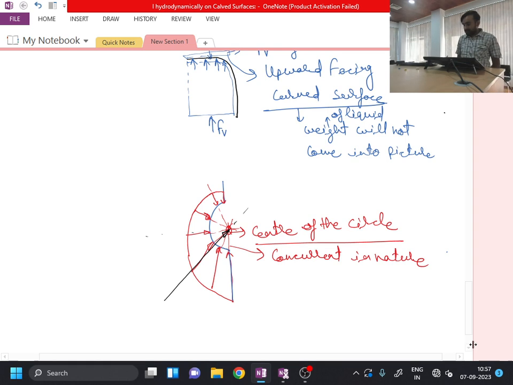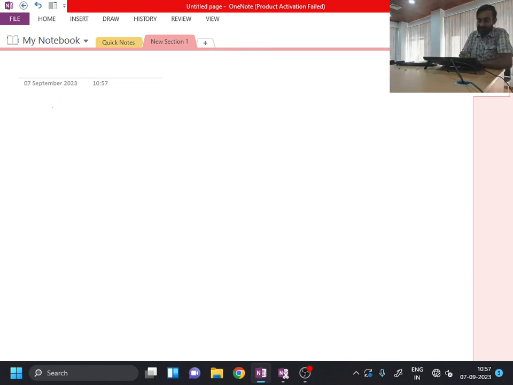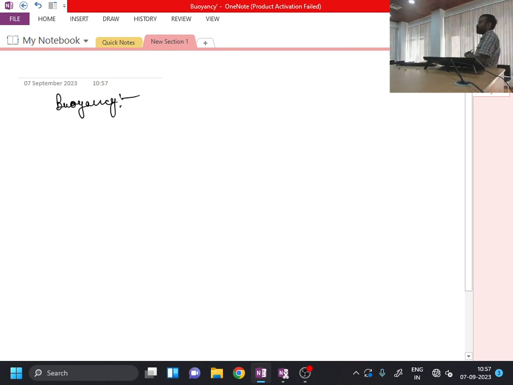Now, after discussing the forces on submerged bodies, there is another important concept called the concept of buoyancy force. This is really important in defining the stability of submerged and floating objects. So first let's understand what buoyancy is.